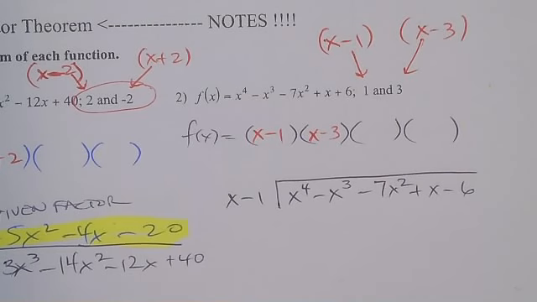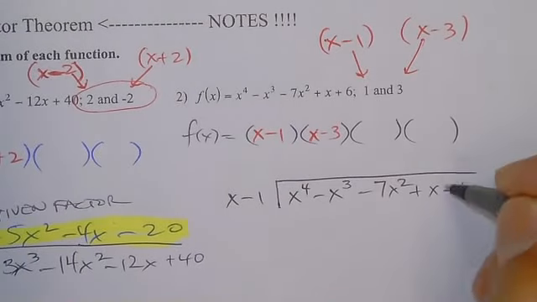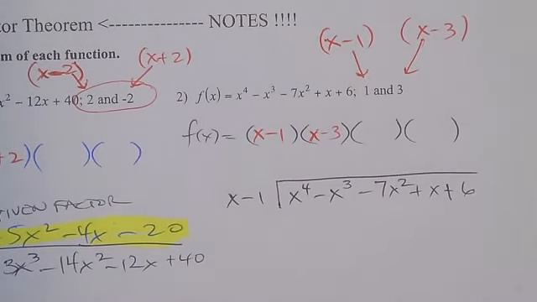So it's 1, 1, 0, 0, negative 7, negative 7, negative 6. No, that's wrong. Positive 6. This is plus 6. The last one, I copied it wrong. It's a plus, so I'm ready. Okay, I copied this wrong. All right, so it works.